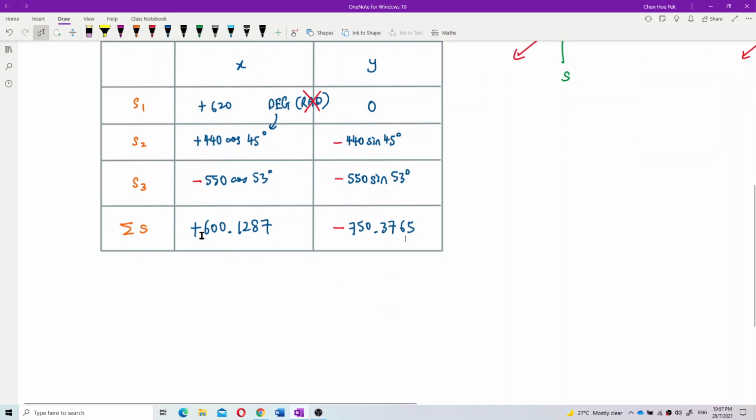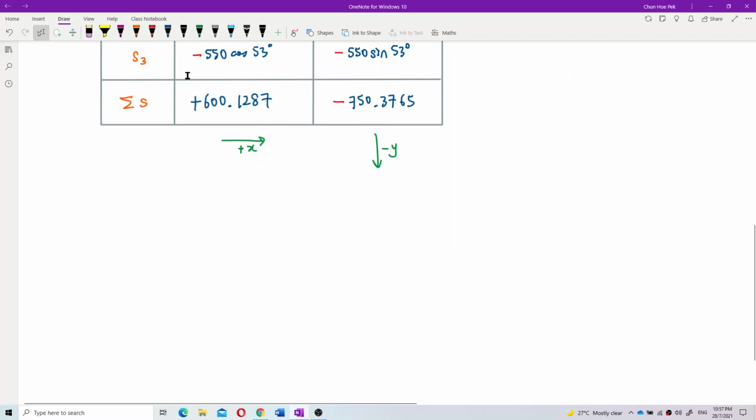Now positive x means to the right. Negative y means downward. So let us also draw it. Positive x means to the right. This is positive x. And then negative y means downward. Positive y means go upward, negative y means downward. So this is our resultant. For the x displacement, it is going to the right, but for the y component, it is going downward.